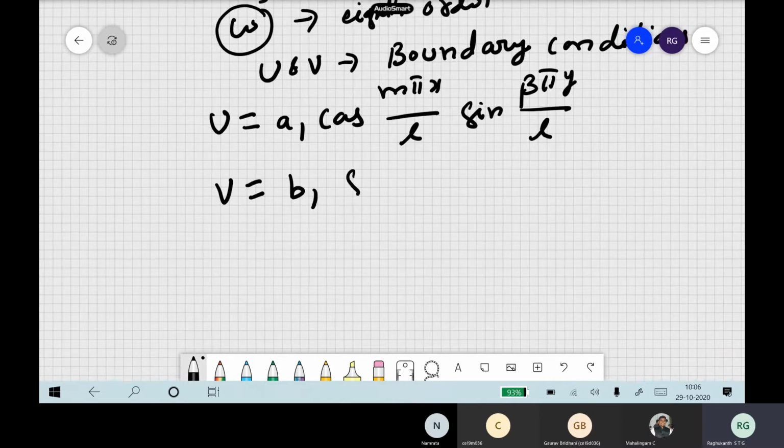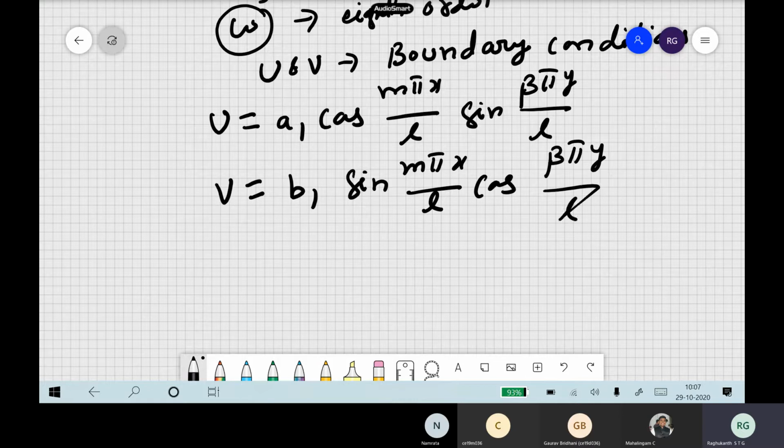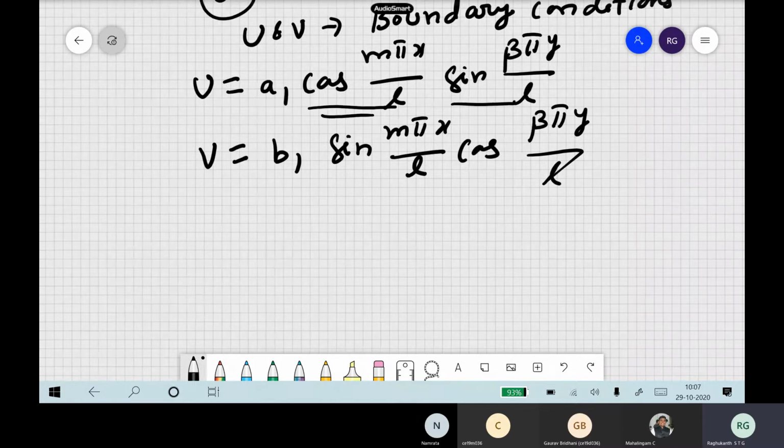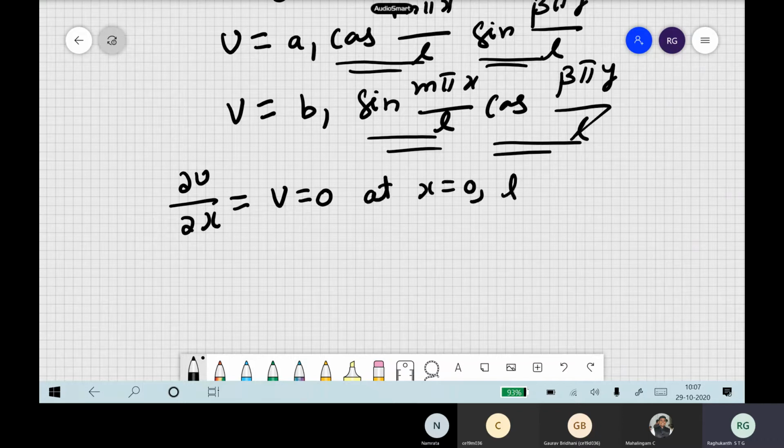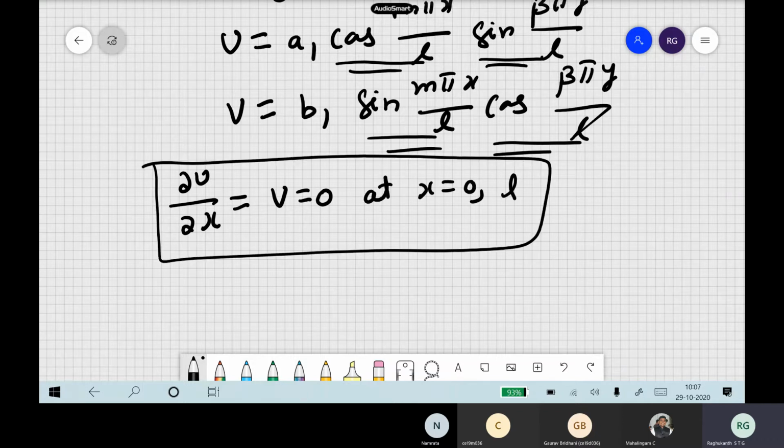So v comes as sine m pi x by l, then cos beta pi y by l. So these are the u and v, assuming w is simply supported. If you see these expressions carefully, you have cos, sine, cos, all those terms. Which means when you say it is simply supported for w, your dou u by dou x and v are 0 at x is equal to 0 and l. So these are the boundary conditions for simply supported for w.